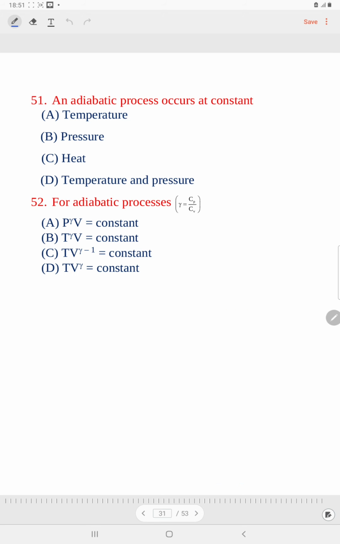Next, an adiabatic process occurs at constant heat, because you know in an adiabatic process delta Q is 0, and Q is going to be a constant. Q is constant means option C. For an adiabatic process, gamma is Cp by Cv. So which of the following options is correct? It's option C. It is TV^(gamma minus 1) equals a constant.